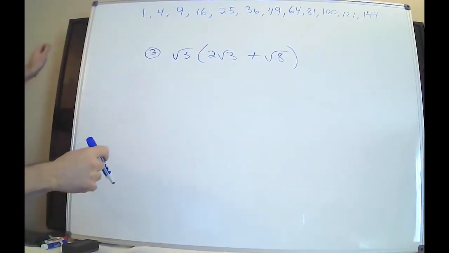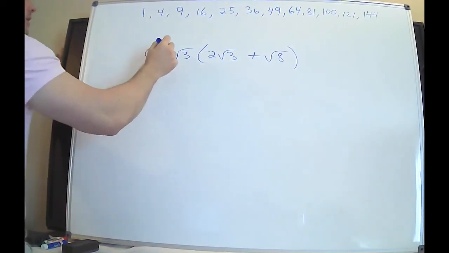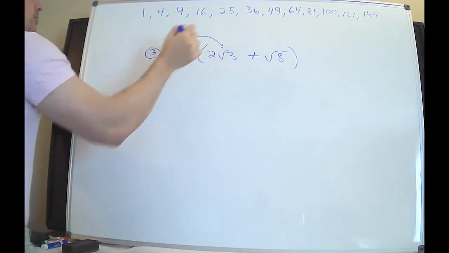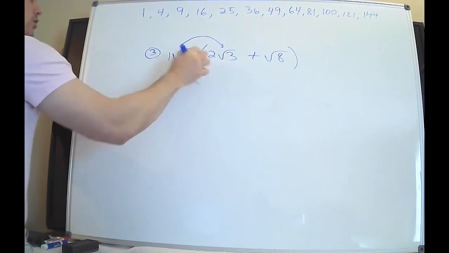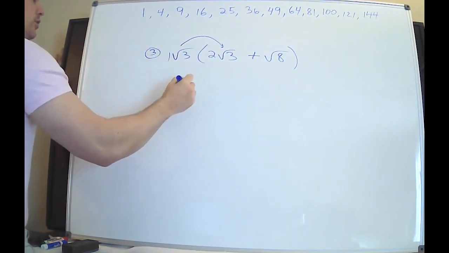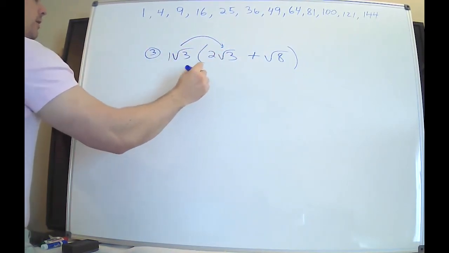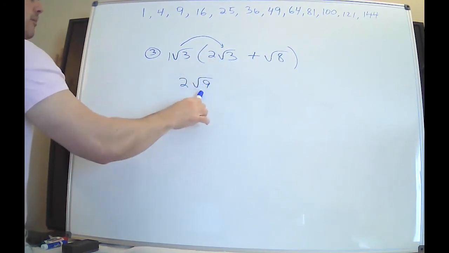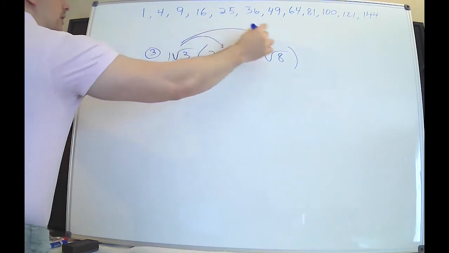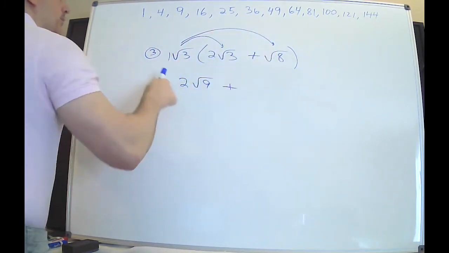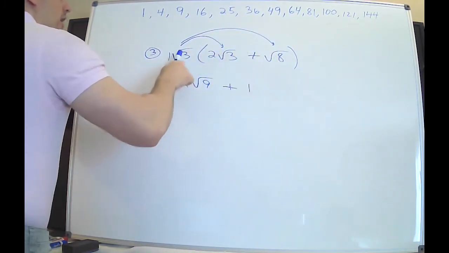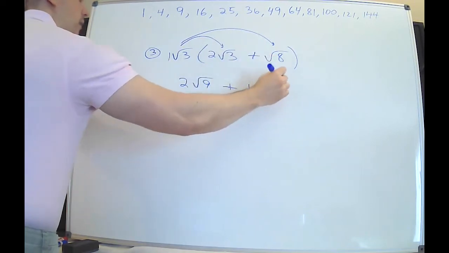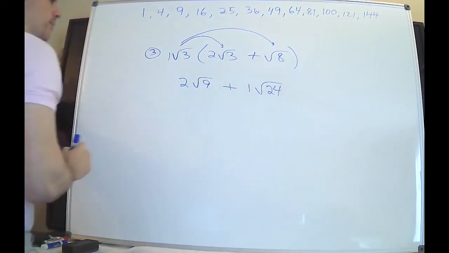All right, the third one. Finally, a challenging one. Okay, so multiply the first. 1 times 2, 2. Radical 3 and radical 3 make radical 9. Now, if you want, you can do radical 3 times radical 3 makes 3. It's the same difference. But I'm going to write it all out. 1 times 1 is 1. Radical 3 and radical 8 make radical 24.